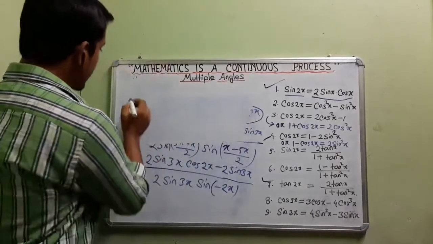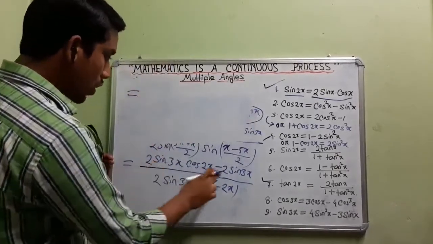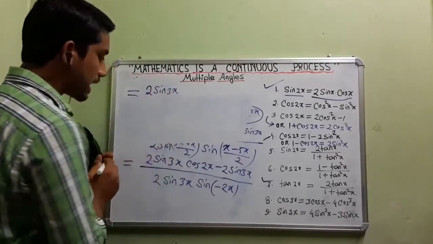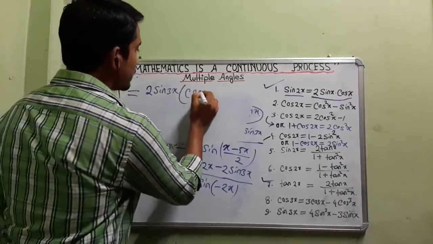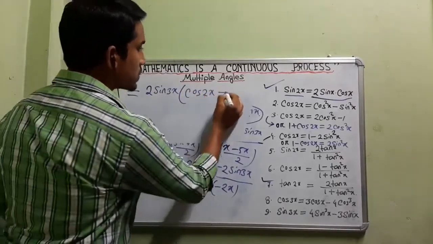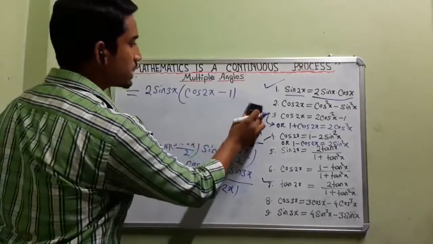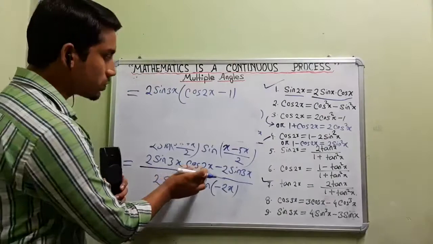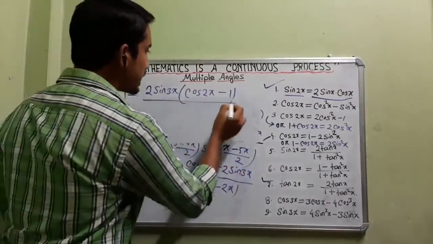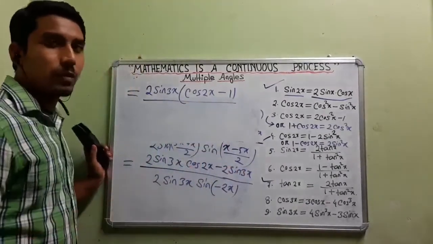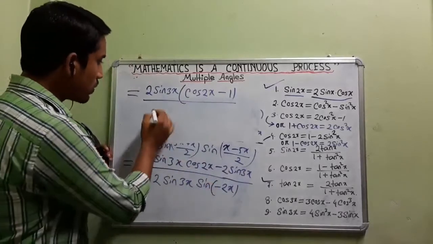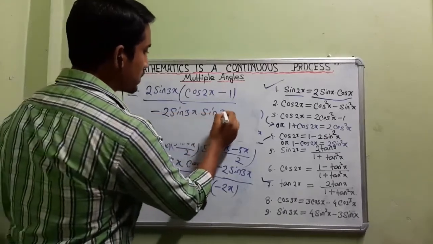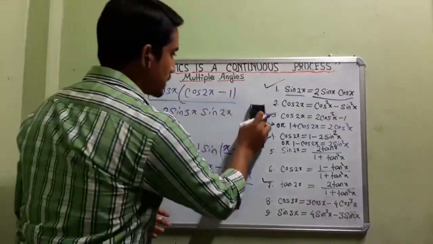Now from here, I can take something common from the numerator. Yes, 2 sin 3x can be taken common. So what do I have in the bracket? After taking common, we will get cos 2x minus 1. Divided by, in the denominator, sin cannot absorb the minus, so that minus will come out. So it will be minus 2 sin 3x into sin 2x, because sin cannot absorb the minus.